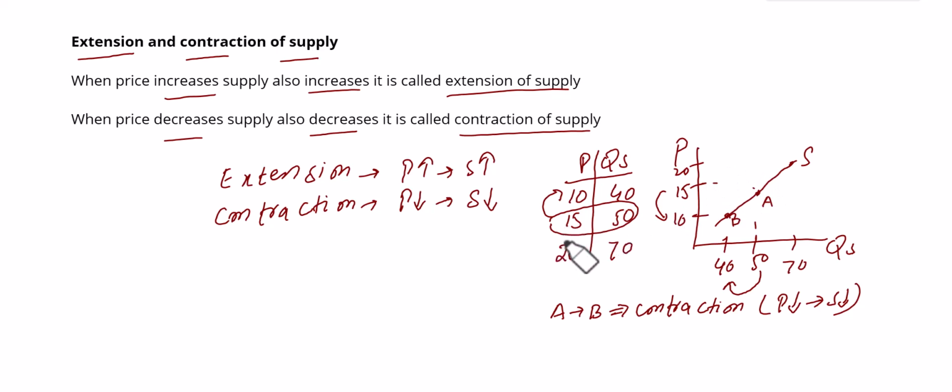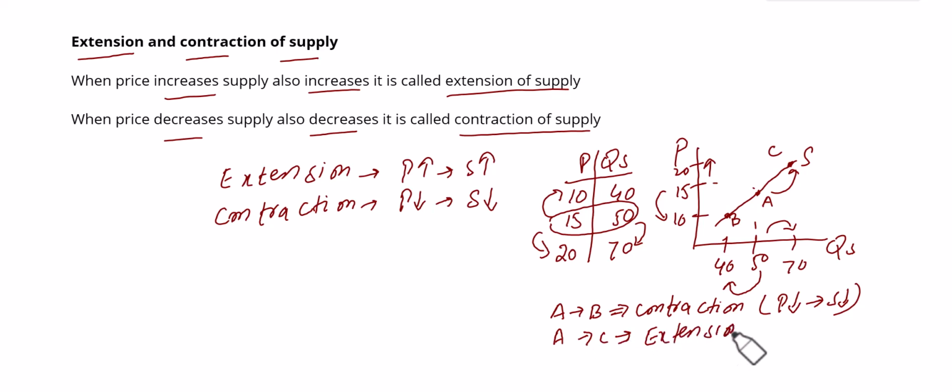So now when price increases from 15 to 20, quantity supply increases from 50 to 70. So let's assume that we are giving C to this point. Now when we are moving from point A to C, the price is going from 15 to 20, and quantity supply is going from 50 to 70. So price is increasing, supply is also increasing. So the movement from point A to C is called extension.